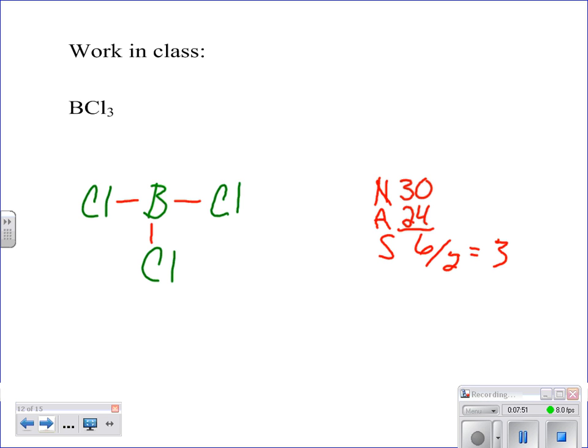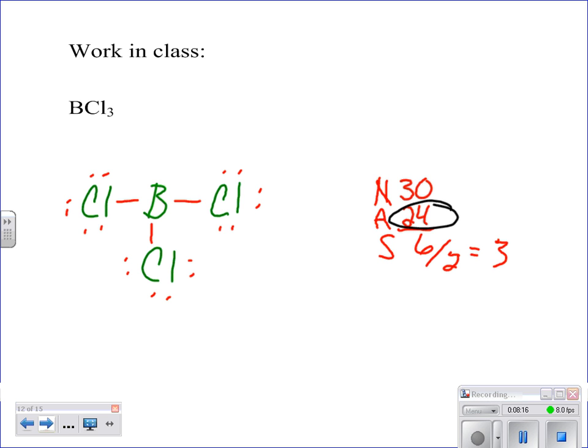Make those chlorines happy. Give them a full octet. Same here. And how many do I add to boron? None, because he's happy already. He's got his 6 electrons. So that's it. And when we add them up, we get 2, 4, 6, 8, 10, 12, 14, 16, 18, 20, 22, 24. So there we go.